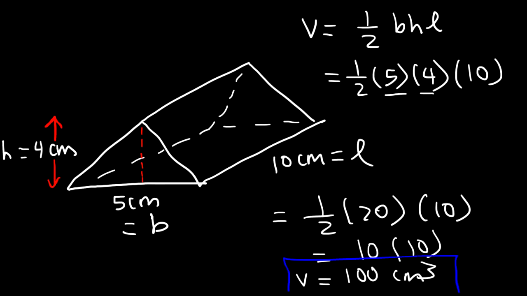So as you can see, it's pretty straightforward to find the volume of a triangular prism. All you need to know is this formula. And if you identify those 3 dimensions, the length of the prism, the base of the triangle, and the height of the triangle, then finding the volume will not be difficult.